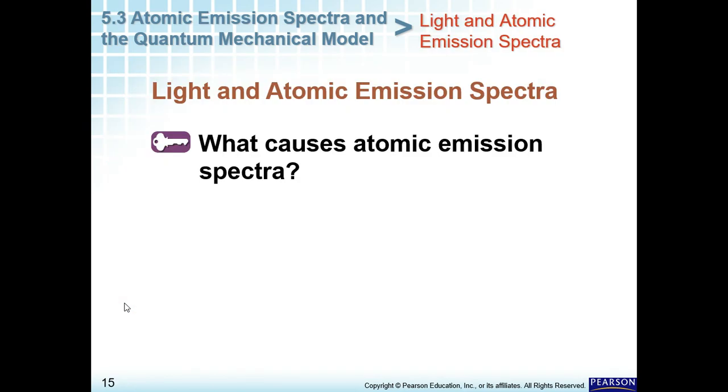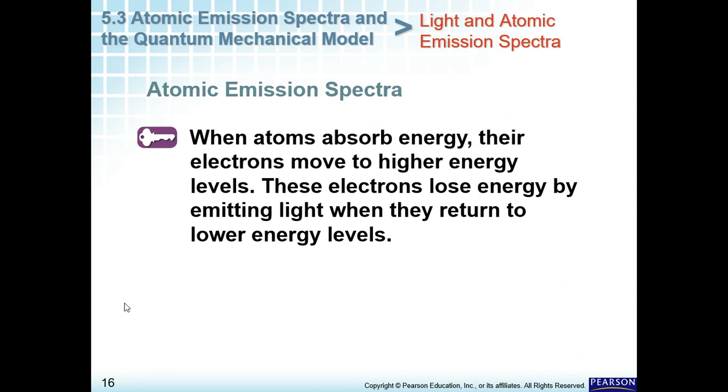So what actually causes the atomic emission spectrum? Let's dive into a little more detail. What we've been talking about this entire section is that atoms absorb energy. They can absorb energy in a lot of different ways. We can heat them up, or we can shine a light on them. When they absorb energy, those electrons move to higher energy levels. But they can't hold on to that energy forever, and eventually these electrons have to release that energy, and when they lose it, they give off light.